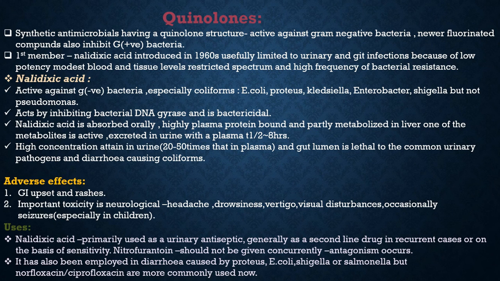Uses of quinolones: nalidixic acid is primarily used as a urinary antiseptic, generally as a second line drug in recurrent cases or on the basis of sensitivity. Nitrofurantoin should not be given concurrently, which causes antagonism. It has also been employed in diarrhea caused by Proteus, E. coli, Shigella or Salmonella, but norfloxacin and ciprofloxacin are commonly used now.